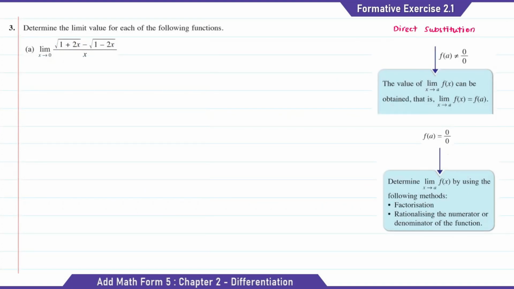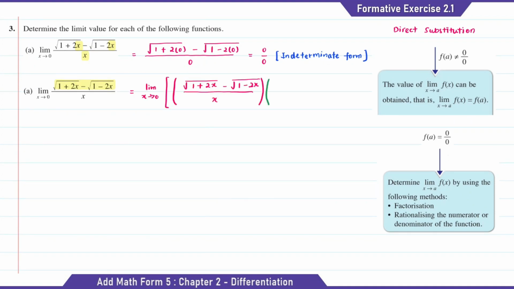Question number 3. Determine the limit value for each of the following functions. For A, as x approaches 0, then I'm going to substitute the x here with 0. So the answer of this is 0 over 0. To find the limit value for A, here I need to rationalize the numerator. So here the conjugate for the numerator will be square root 1 plus 2x plus square root 1 minus 2x.